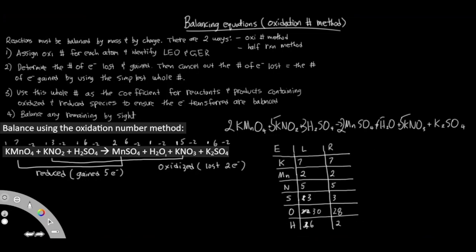So obviously we have 2 over there. We need to make 6. We'll just add a 3 over there. So 3 times 2 will give us that 6.